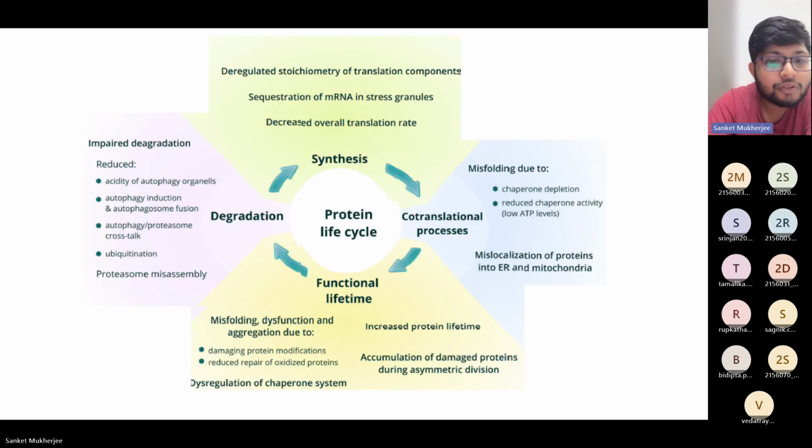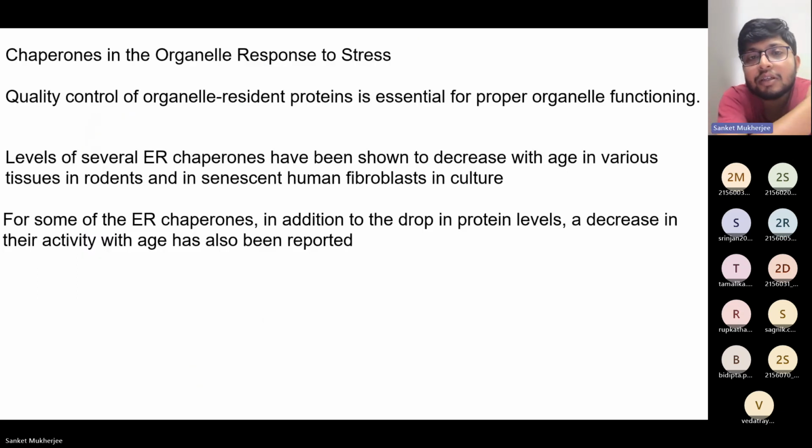Chaperones are in the organelle response to stress. Quality control of organelle resident proteins is essential for proper organelle function. The levels of several ER chaperones have been shown to decrease with age, as we said, in various tissues in rodents and in senescent human fibroblasts in culture. For some of the chaperones, in addition to a drop in protein levels, a decrease in their activity with age has also been reported. So that is for chaperones that we have discussed.